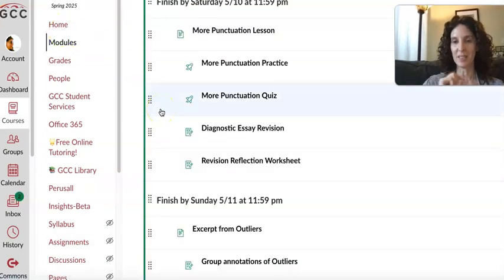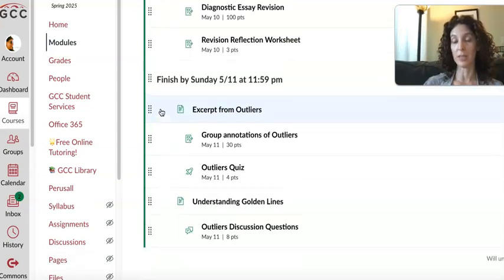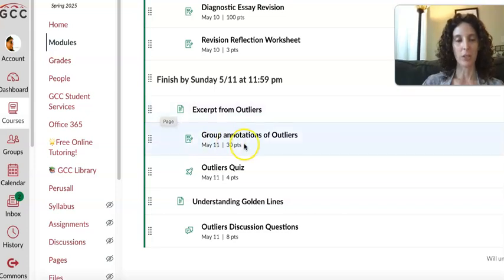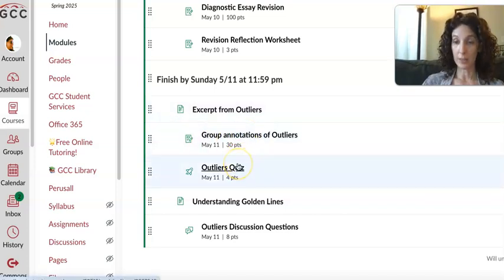You do not need to submit your annotations, like pictures of your annotations like we've done on previous assignments, because it's so long. I don't want you to have to upload all those pictures. So you'll do that. You have a quiz. Make sure that you take the time to take that quiz and to do well on it.